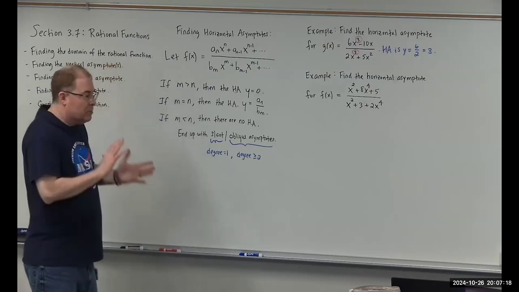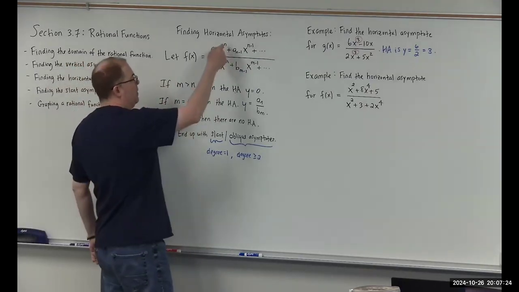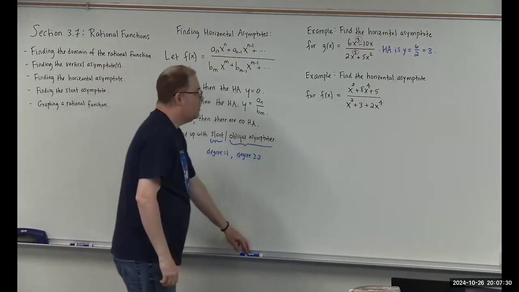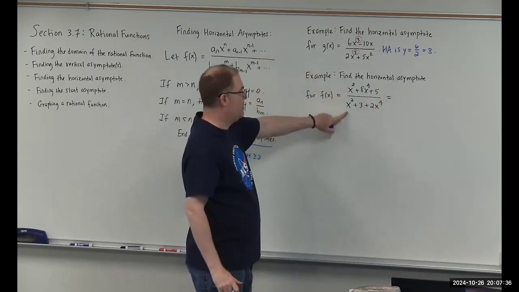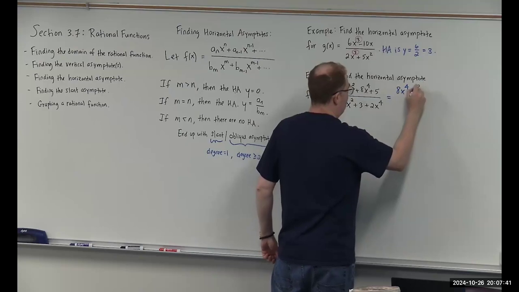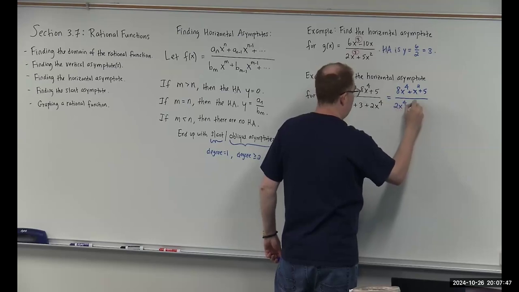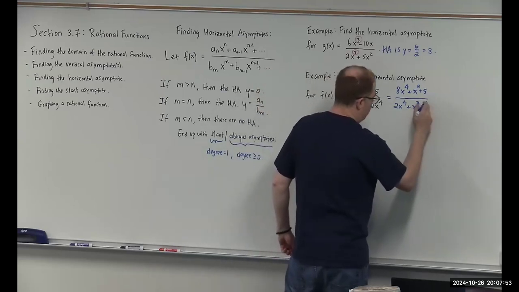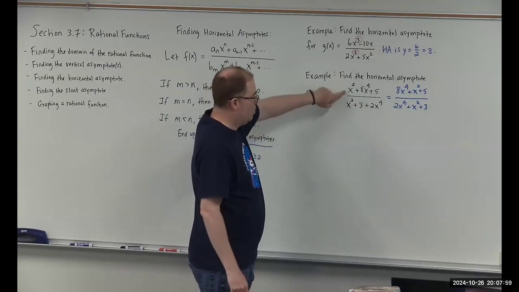So again, be really careful. In order to use this rule, we're assuming that the polynomials are written in descending order for the numerator and the denominator. If you look at this, you can clearly see that they're not in descending order. So let's go ahead and put them in descending order now. It's always a good habit to check that. So the horizontal asymptote is not going to be one.